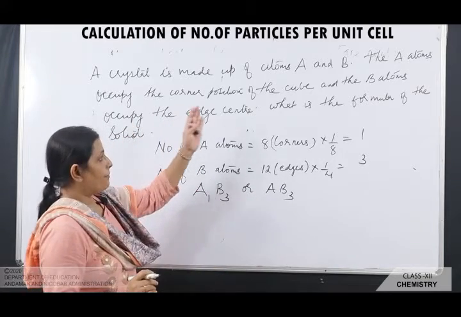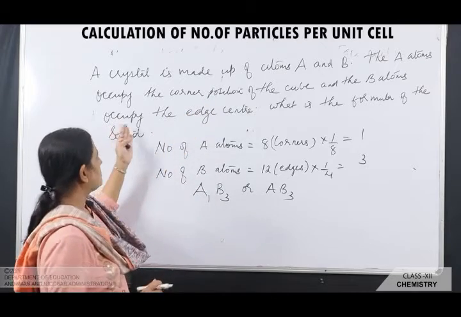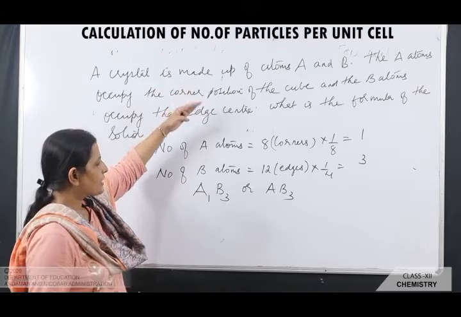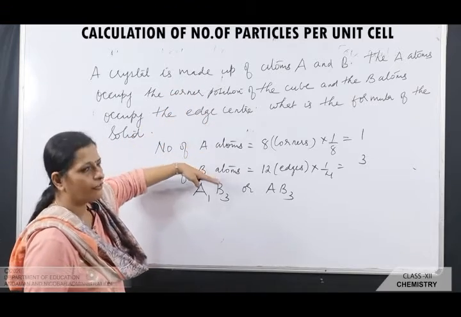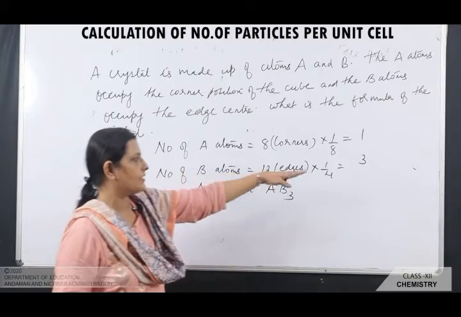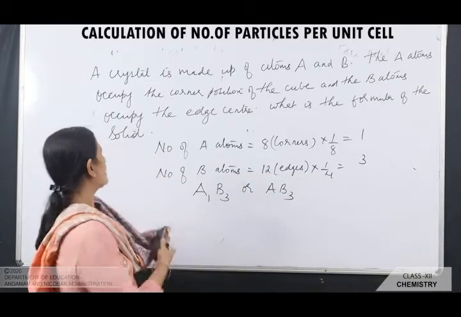A crystal is made up of atoms A and B. The A atoms occupy the corner position of the cube and the B atoms occupy the edge center. What is the formula of the solid? So, you have to see the number of A atoms and number of B atoms. So, number of A atoms is equal to 1 and number of B atoms is equal to what? 3. So, the formula is what? AB3. So, let us discuss one more question.